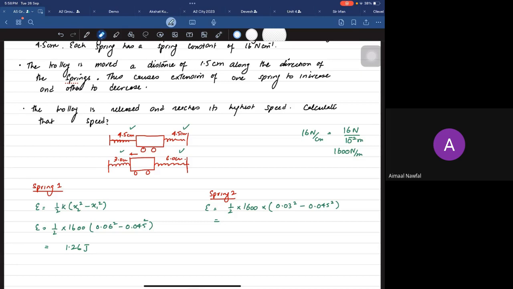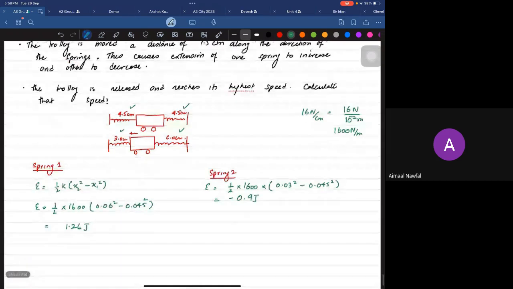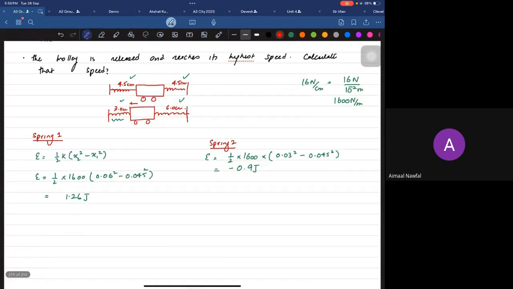So it's 0.9. It should be negative. Yes, sir, it's negative 0.9 joules. Okay, now why is it negative? Because the energy in here would decrease because the extension has decreased. So now the total energy would be the energy in spring 1 plus the energy in spring 2. So it's going to be 1.26 minus 0.9, which is 0.36 joules.